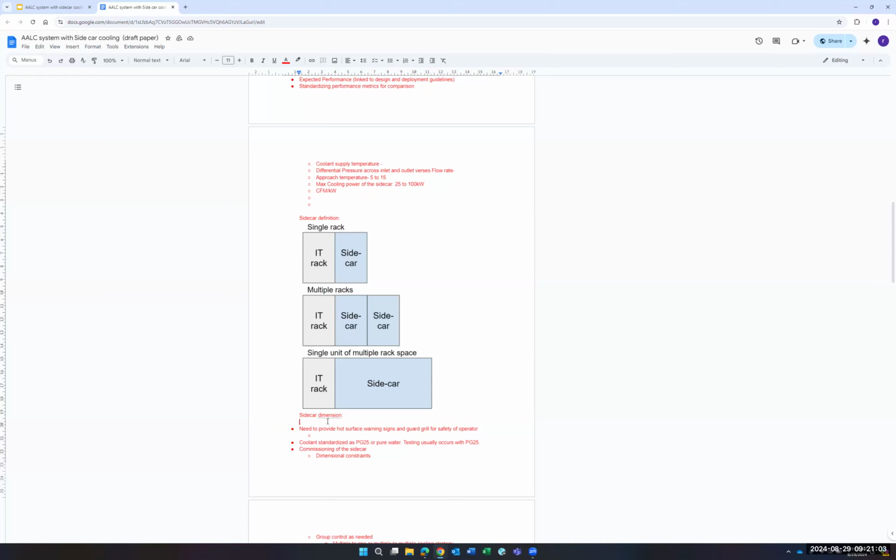Yeah, I think there are 3 different flavors or versions you can do, but I think sidecars serve only one purpose. That is, there are 2 purposes for the sidecars. You can cool the air by the sidecar, like the traditional rear door. It is also possible. Yeah.